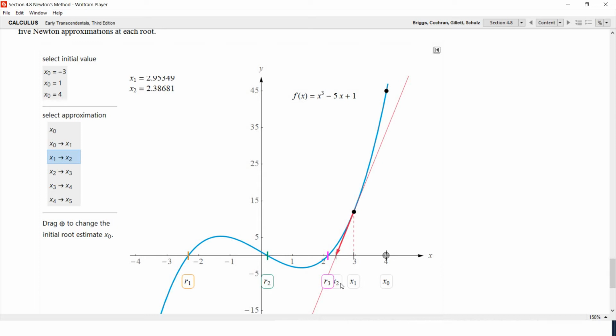Now you can just continue to do this. And notice as you do this, you're going to get a sequence of numbers that begin to approach the x-intercept. At some point, we can stop the process, and whatever number we're at will be our approximation for the x-intercept.